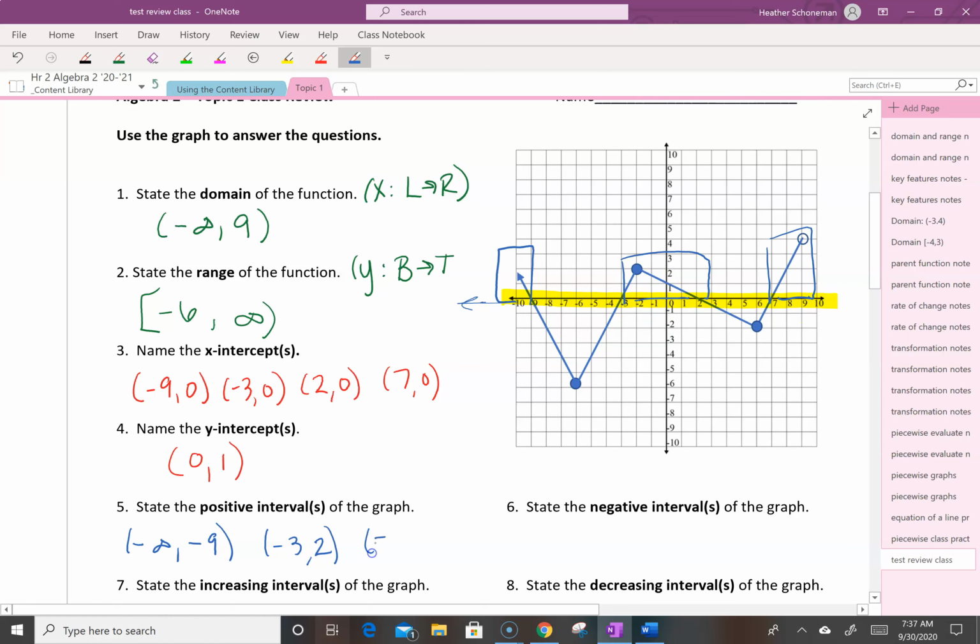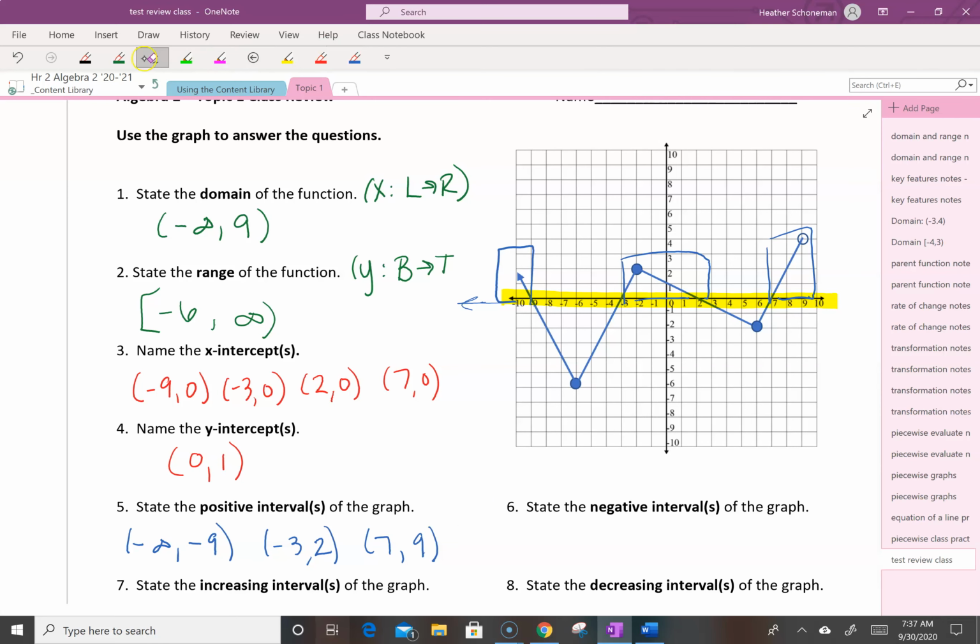The last one starts at 7 and it ends at 9. 9 is going to have a parentheses because 9 is clearly above and clearly positive. However, it had an open circle. If this was closed, then this would have been a bracket, but it's not, so that does not happen.